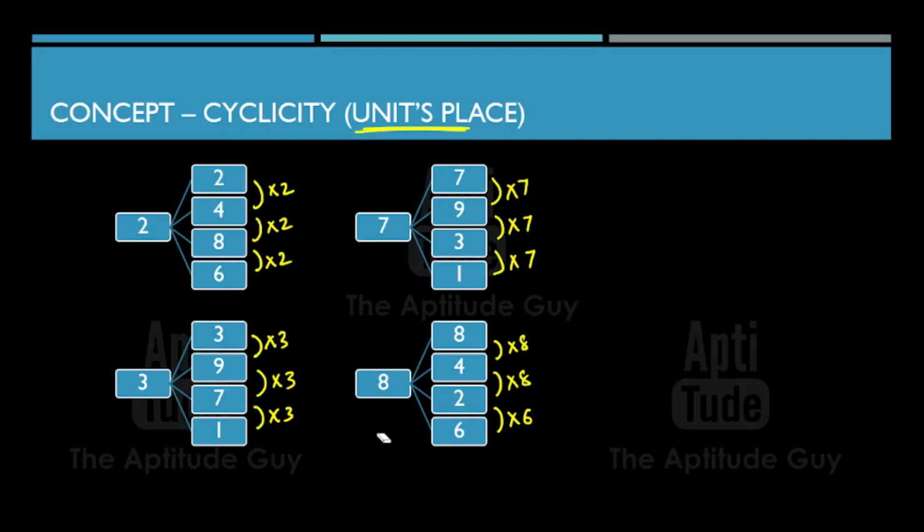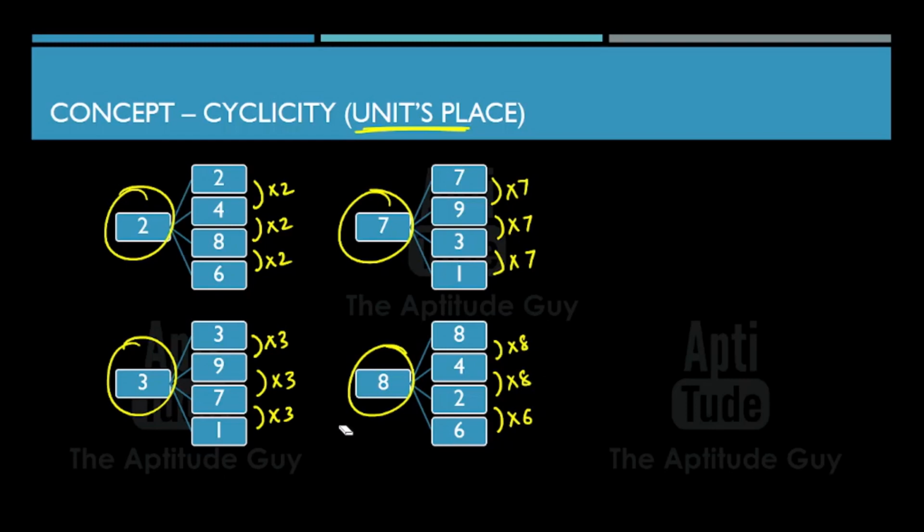Please don't depend on your memory. Use common sense as much as possible. Now, the good news is these are the only four numbers whose power cycles have four terms. Everything else is much easier than this.